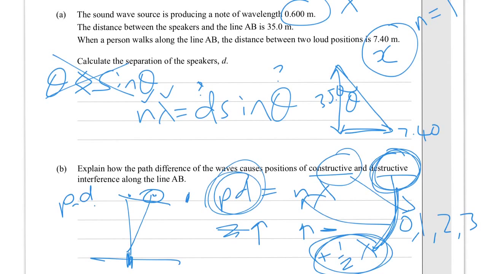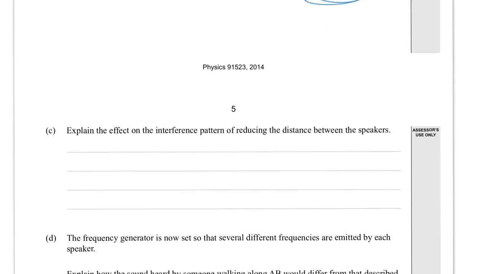And you can go through and give all the details as well. Constructive is where crest meets crest or trough meets trough, and they produce amplitudes of twice the amplitude of a single wave, or that's if you've got 2-point sources, or bright fringe if you've got more than 2 points constructively interfering. Destructive is where a crest meets a trough, and you can work through the rest of that.